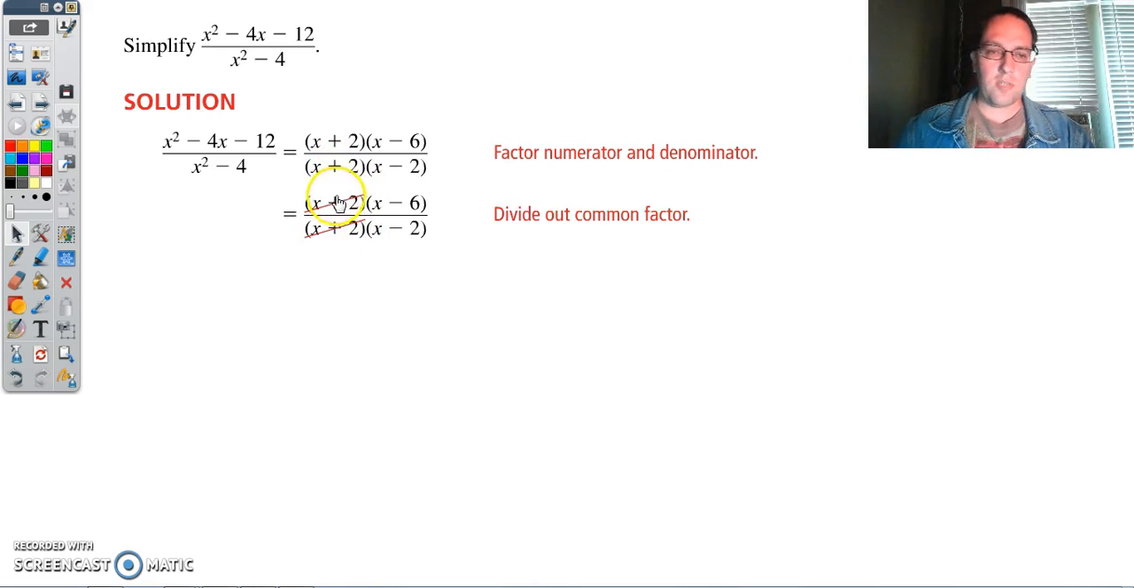So we can factor that out. It cancels because x plus 2 divided by x plus 2 is 1. Right? And 1 times anything doesn't change it, so we don't need it. It just leaves us with x minus 6 over x minus 2, provided that x does not equal negative 2.